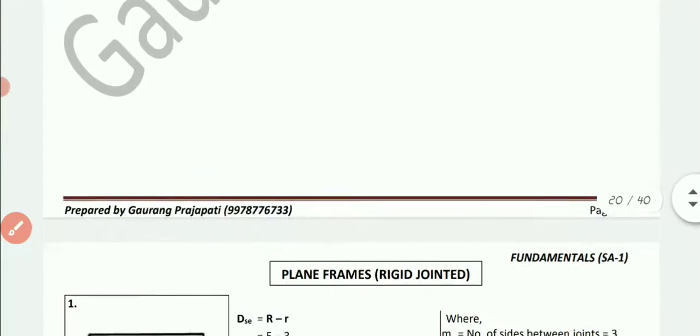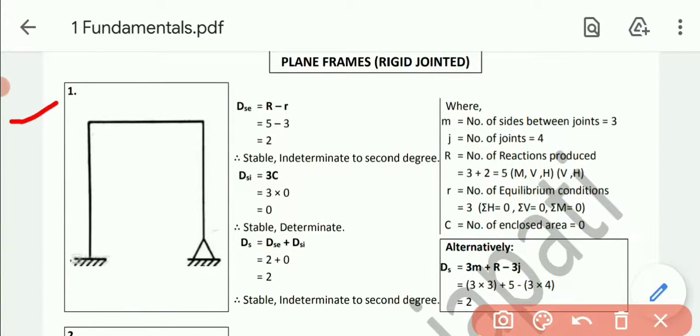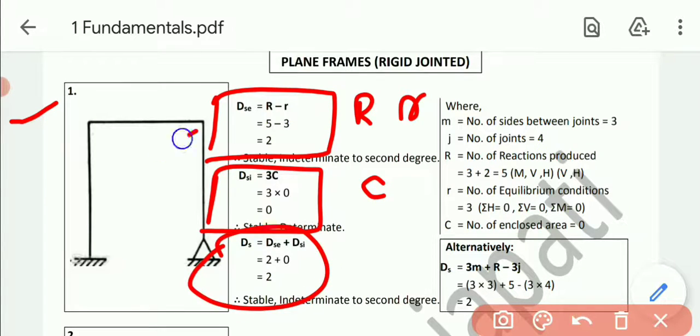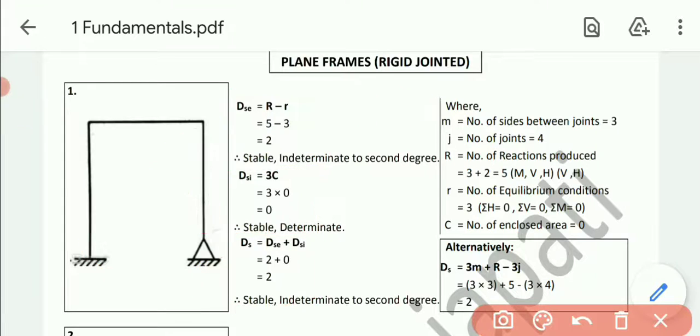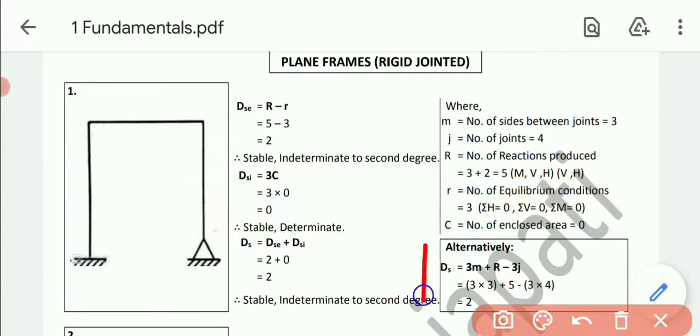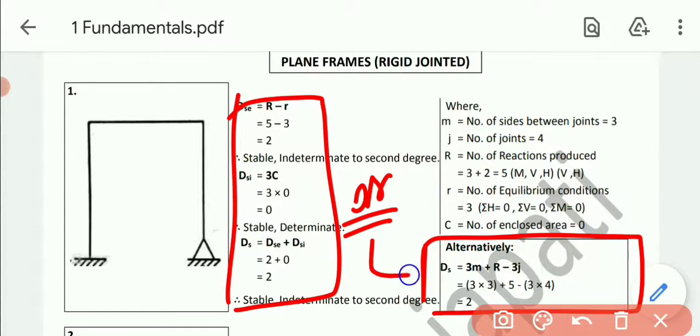So let's see examples. Example number 1. Like previous examples, what we were calculating: DSE, external indeterminacy, the unknowns are capital R, small r. DSI, degree of internal indeterminacy, the unknown is C, and we take the summation of these two, so I will get the answer. If I want to use this formula, then the number of unknowns is 3: capital R, small r and C. But alternatively we have seen this formula, which we can also use directly, instead of all these three formulas.